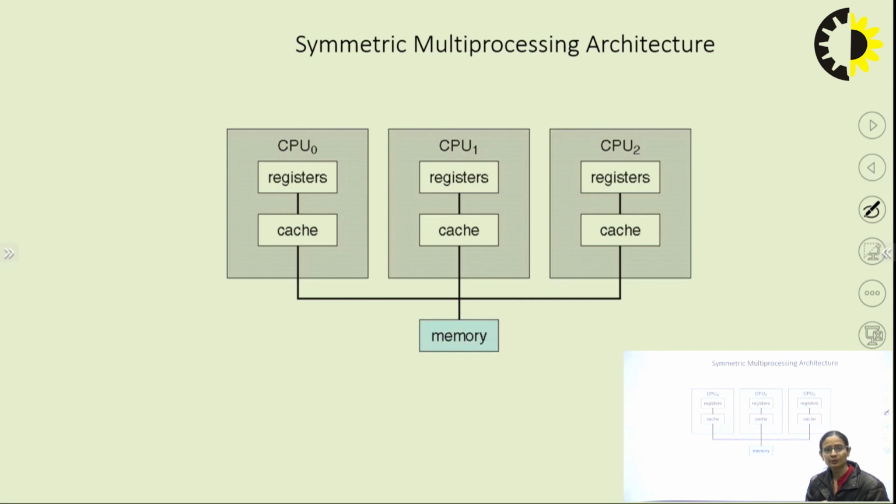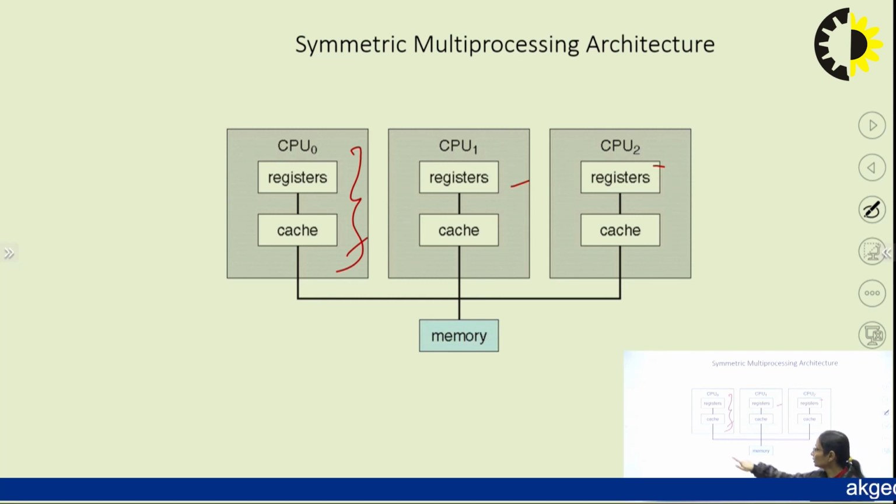This is a simple figure showing the symmetric multiprocessing architecture. If you look at the figure, we have 3 CPUs: CPU 0, 1 and 2. Each has its own set of registers and cache. That is how you identify that this is CPU 0 along with its set of registers, and this is the cache associated with CPU 0. Similarly, CPU 1 has its own register set and its own local cache. Similarly, CPU 2 also has its own registers and local cache, but they are connected on the same system bus and they share the same system memory.